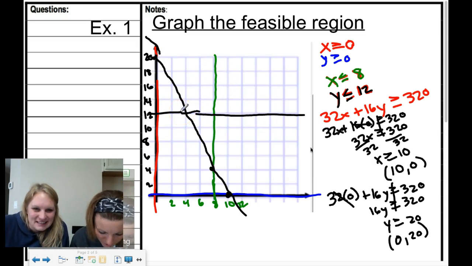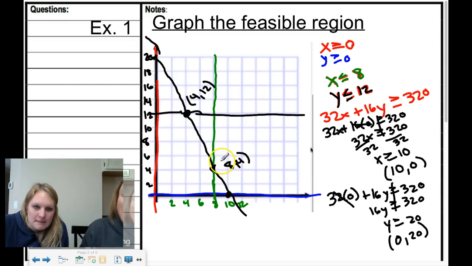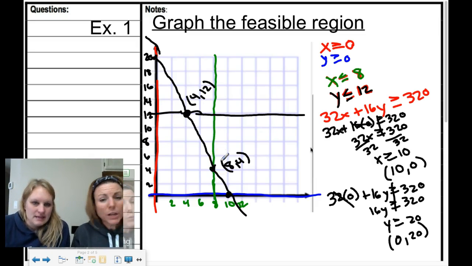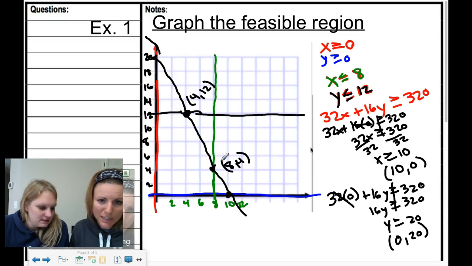Now we're drawing this line again, and that point up there should be 4, 12. So we hit it here, and that's at 4, 12. And we hit it here, which was at 8, 4. And you're not going to know those vertices till you're done, but you're going to have a ruler. We don't have a ruler. We can't use a ruler, and it's kind of hard.